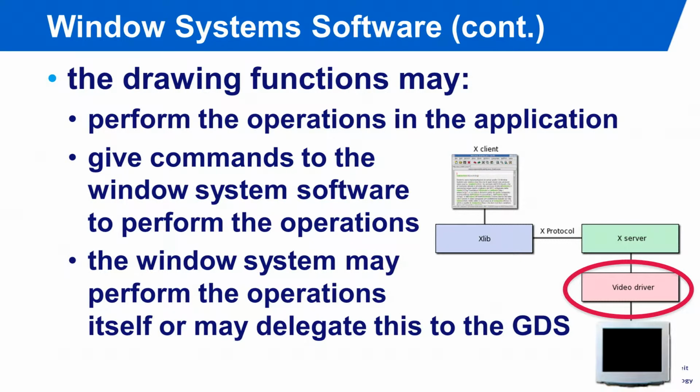The Windows system server itself may again decide to either perform the operation inside the server or to delegate the work to the graphical display system. In many cases, this special piece of hardware can perform graphical operations faster than the main CPU.